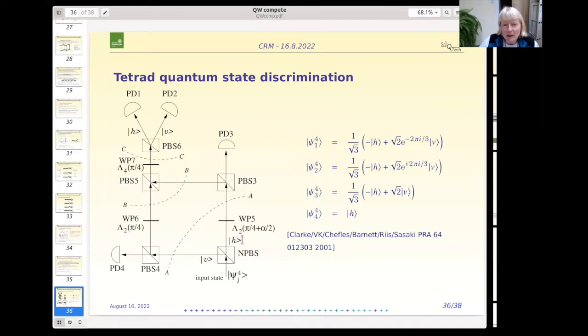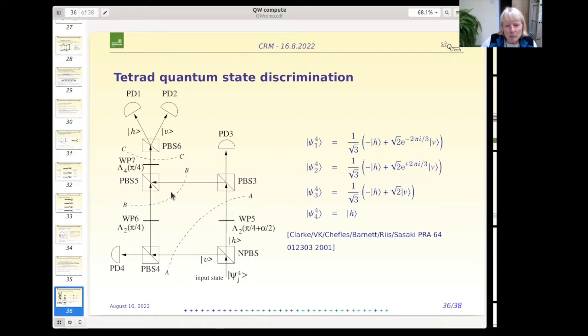So more or less my last slide, this is just giving you the picture of distinguishing between these 4 different quantum states. They're not orthogonal, so you can't do it perfectly. You put your state in here. J is which state we've got. And you can see it will come out of here, or here, or here, or here, depending on which of the 1, 2, 3, 4 it is.